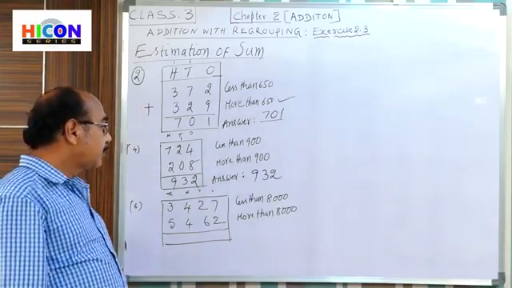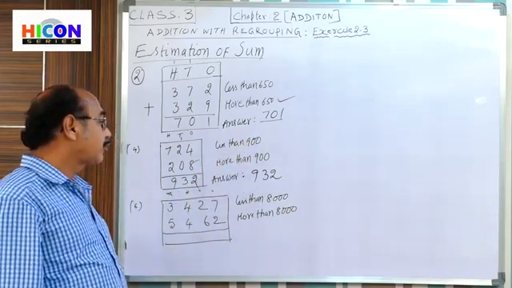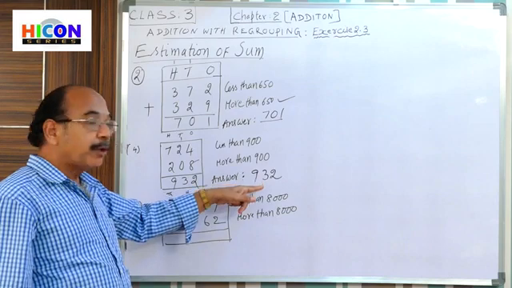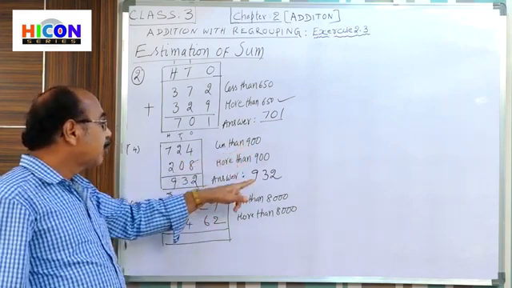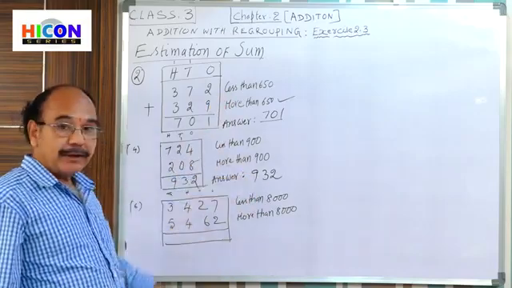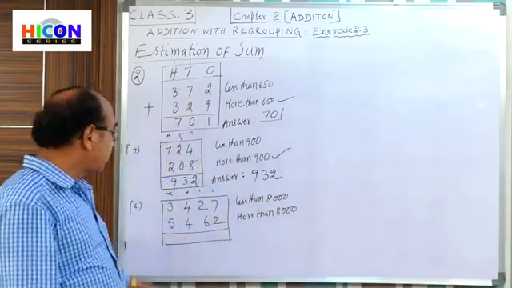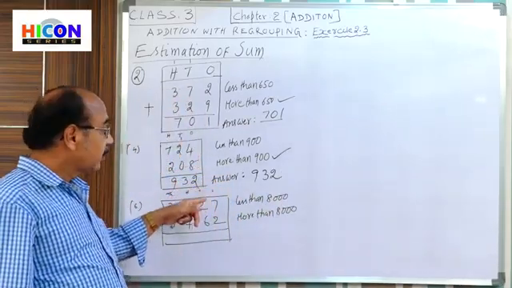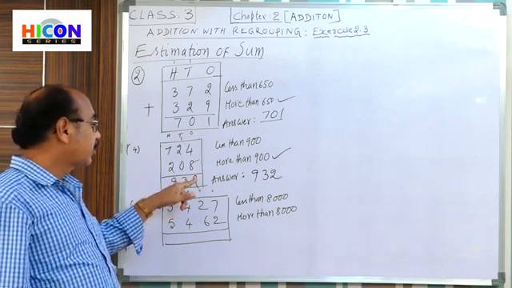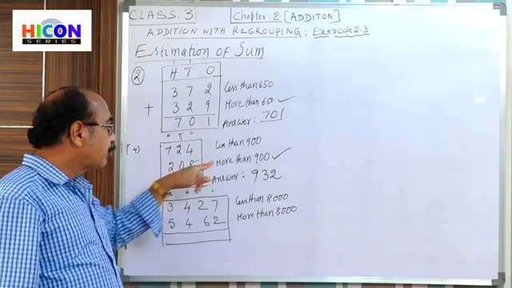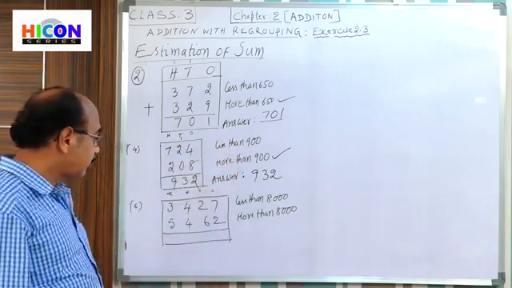Okay. Is this number less than 900 or more than 900? That we have to observe. 932 is the big number. 900 is the small number. That means the answer is more than 900. The result is more than 900 because the result is 932. That's why this is not less than 900. It is more than 900. Tick mark.